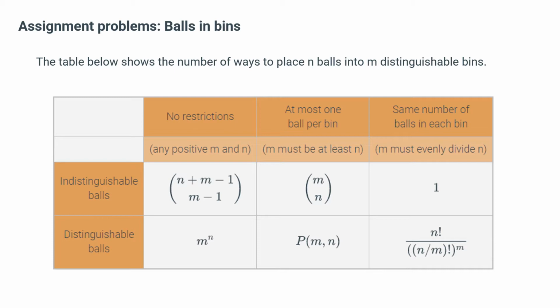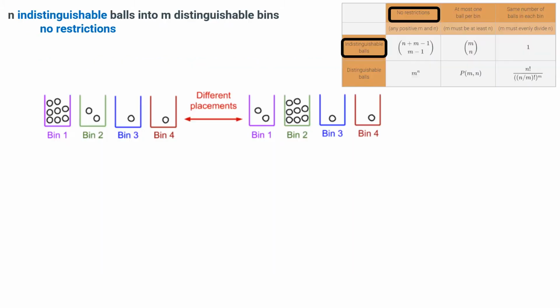Today in this lesson, we're going to go over each of these possibilities and see how we could come up with all of these formulas ourselves if we think about these situations in the right way. We're going to look at all of them and see how these formulas have come about. First of all, let's look at n indistinguishable balls into m distinguishable bins.